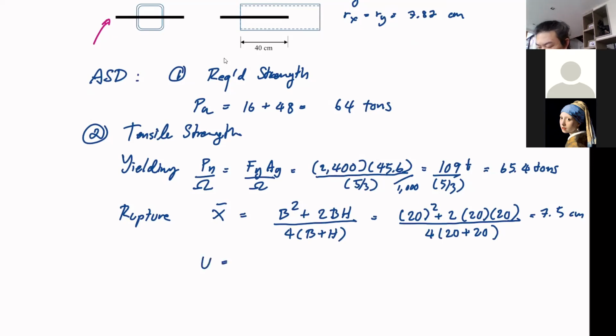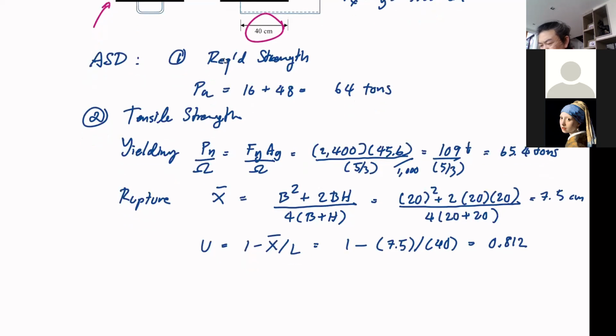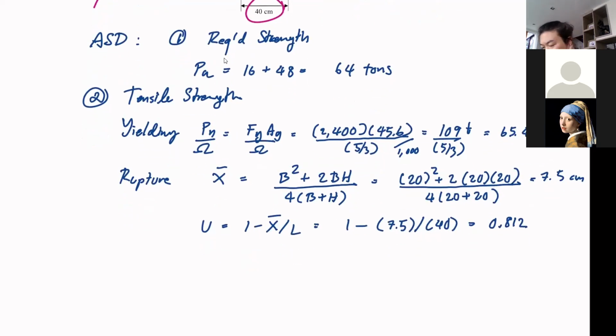And U is 1 minus x bar over L. So that's 1 minus 7.5. The L that we have is 40, right? It's pretty long, longer than your elbow. So divide by 40. That becomes 0.812. All right, so we are pretty much ready to calculate our rupture.